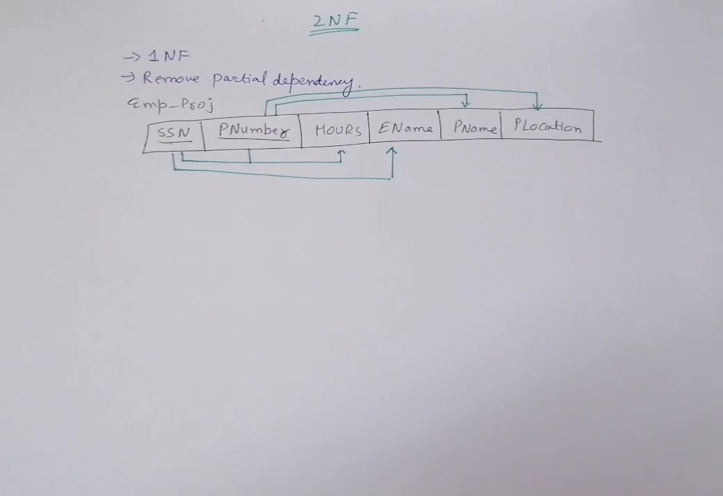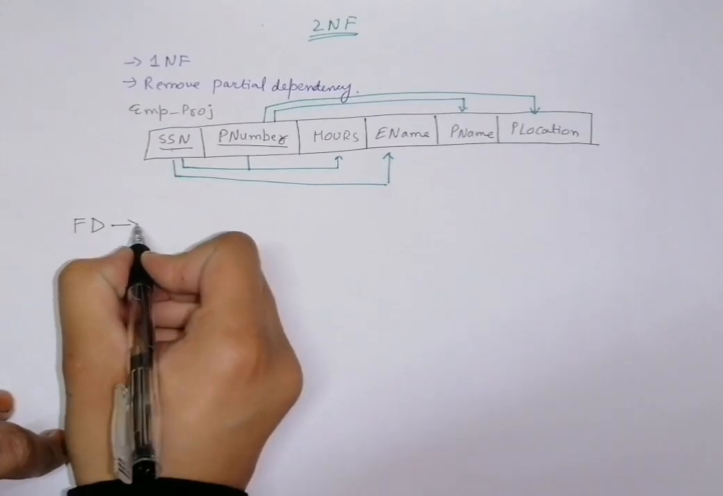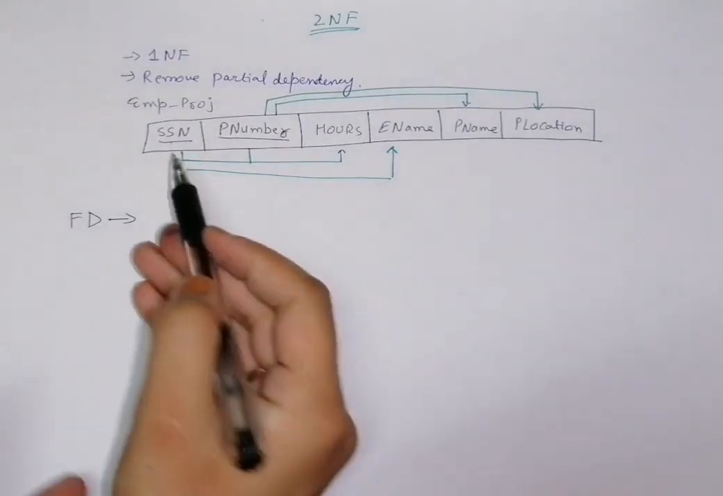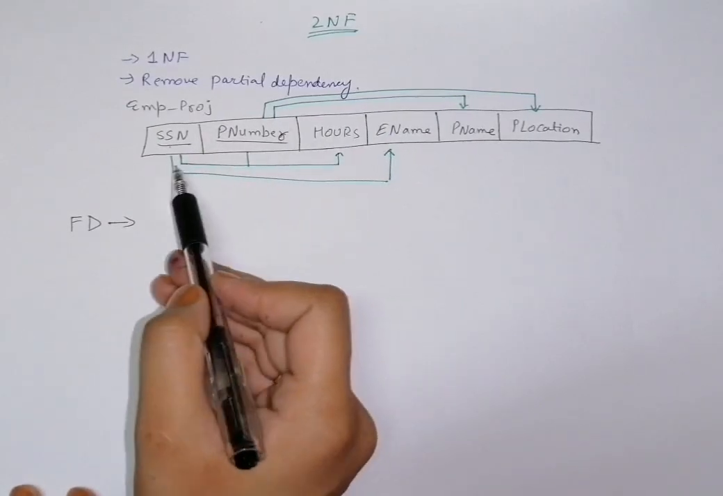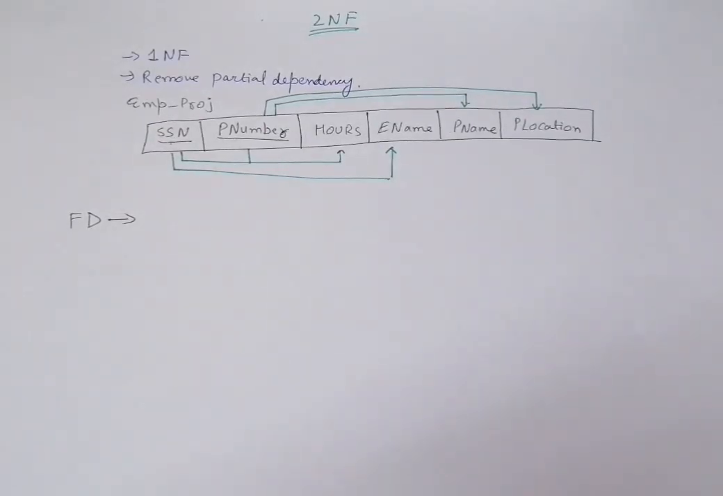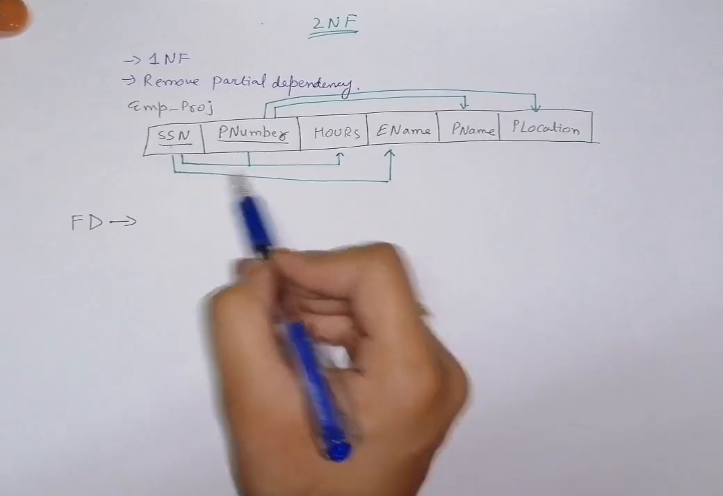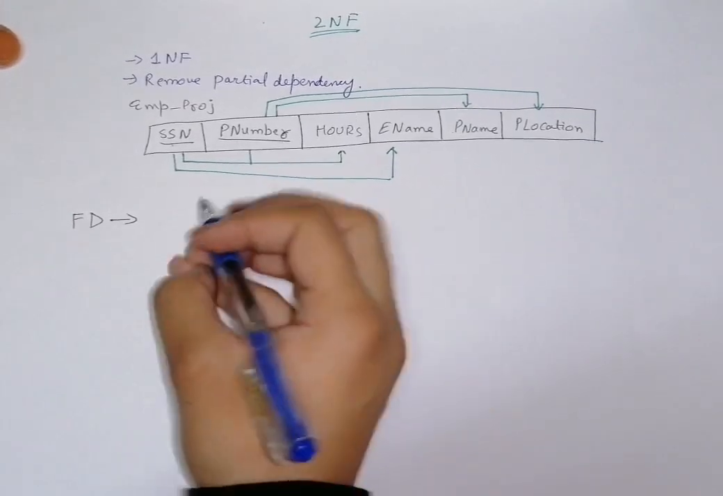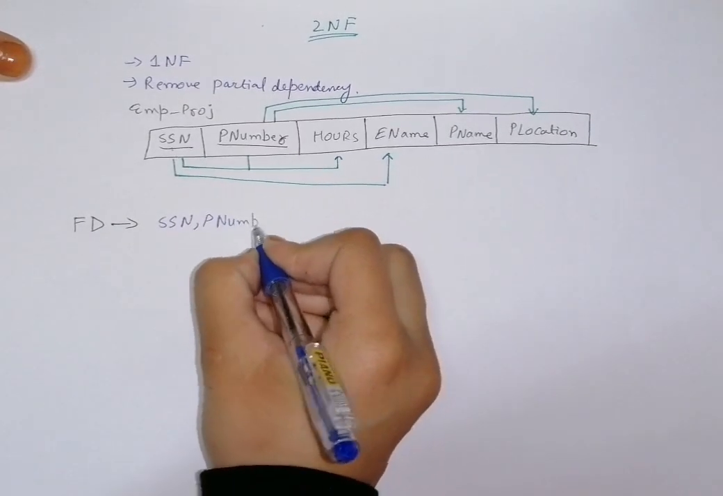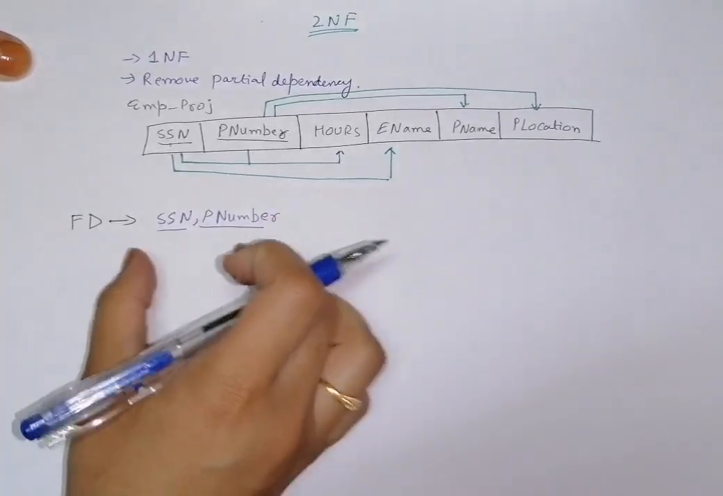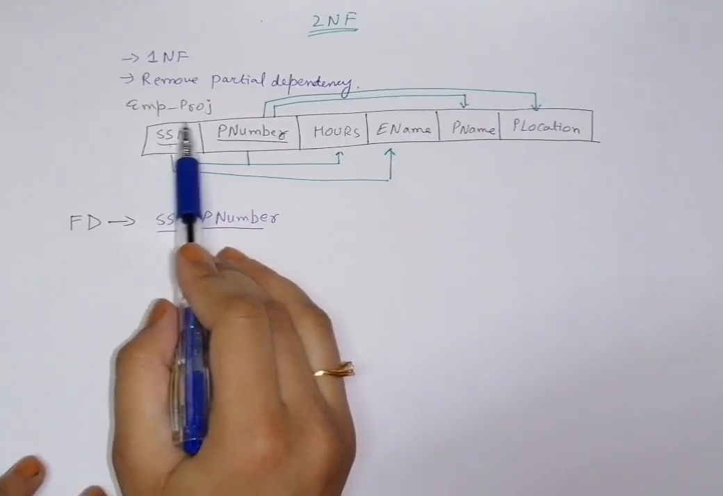Let me revise the definition of functional dependencies for you. All those attributes that directly depend on the primary key, whether it is a single valued or a composite key, come under the umbrella of functional dependencies. Here we have seen that hours is the attribute that depends on both parts of the primary key for its unique existence. So I write it like this: SSN comma P number. This is basically my primary key. Both attributes combine together to form a single primary key of this employee project relation.